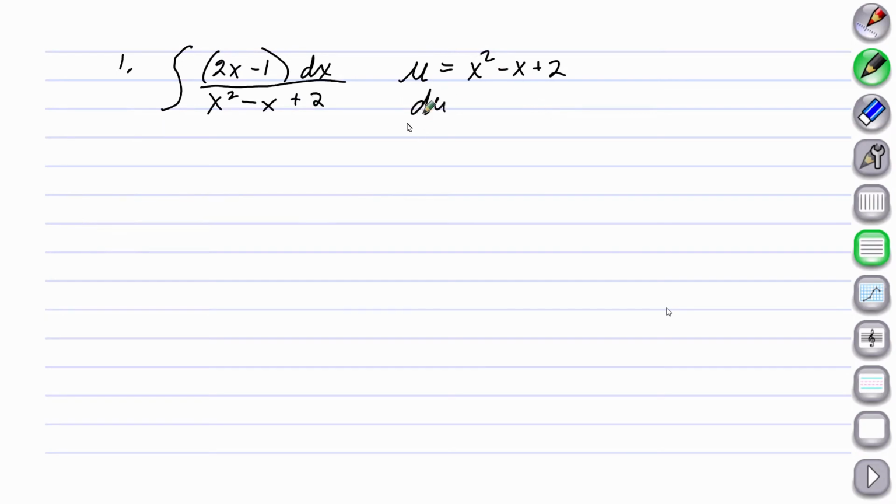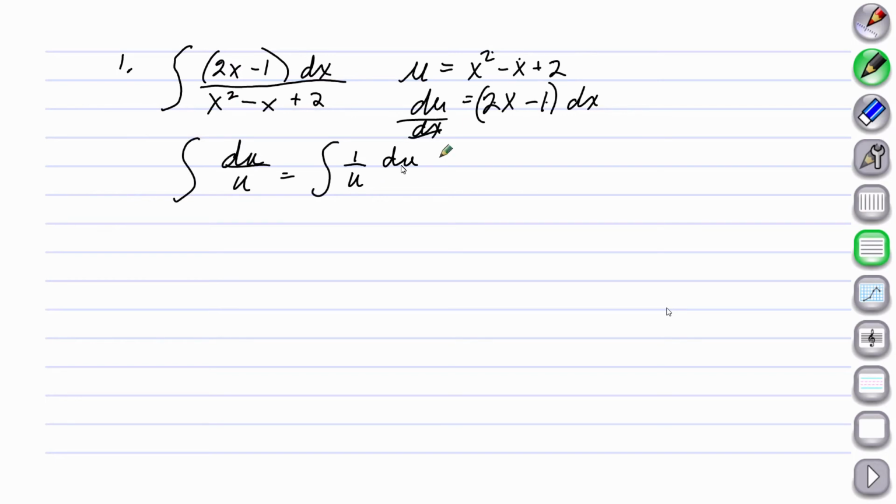Then du over dx, we want to write it like that, is equal to 2x minus 1. Taking the derivative, the derivative of 2 is 0. I'm going to bring my dx over here. So we've got a 2x minus 1 dx, and that part would be du. Then we have x squared minus x plus 2, and that part would be u. Just as I was thinking, this is in the form 1 over u du, see?